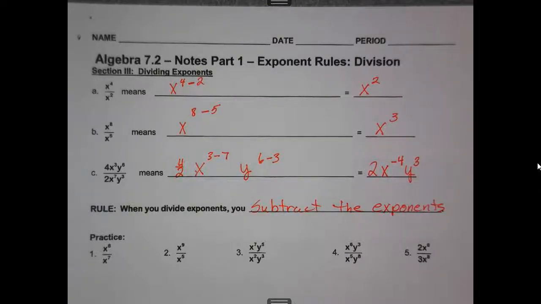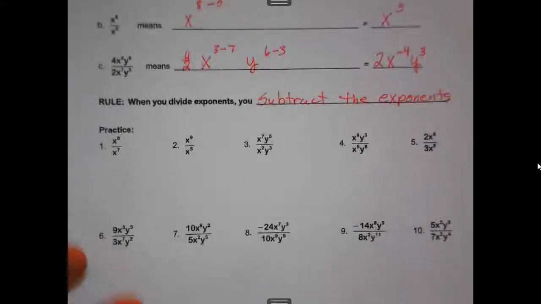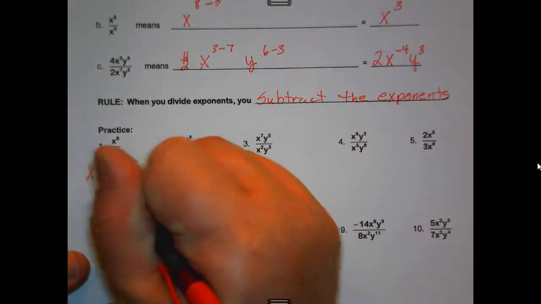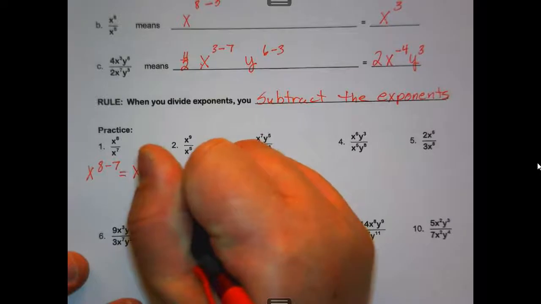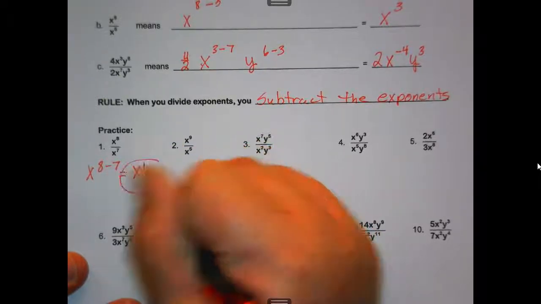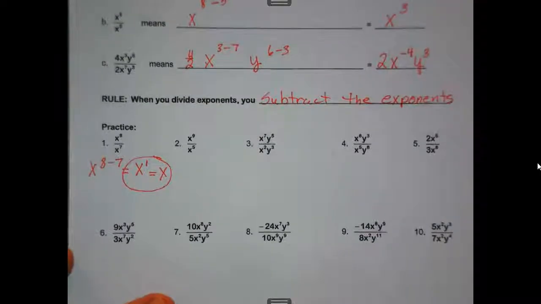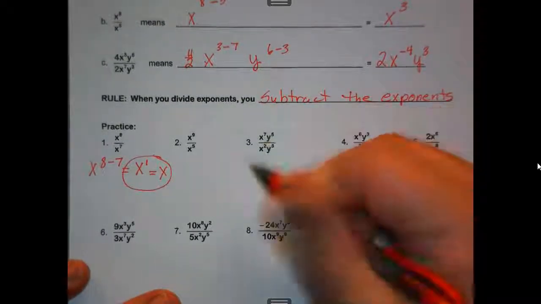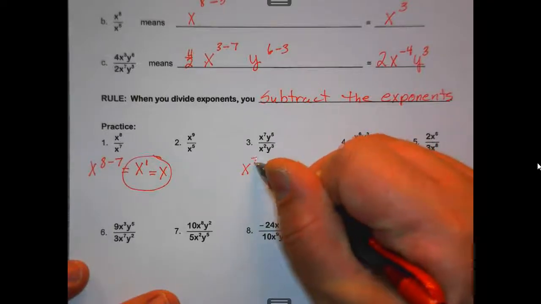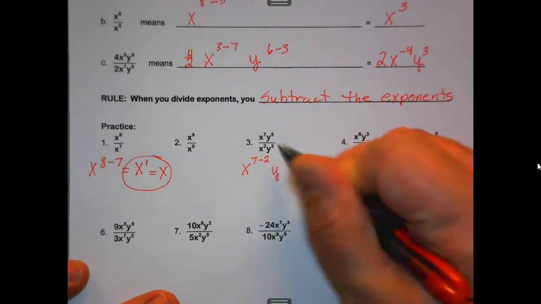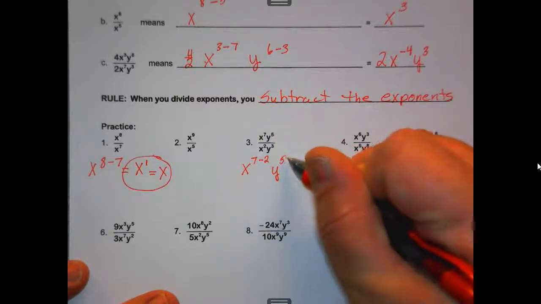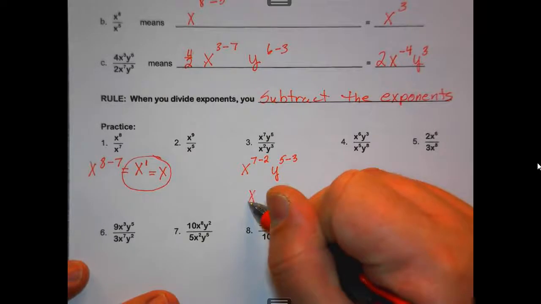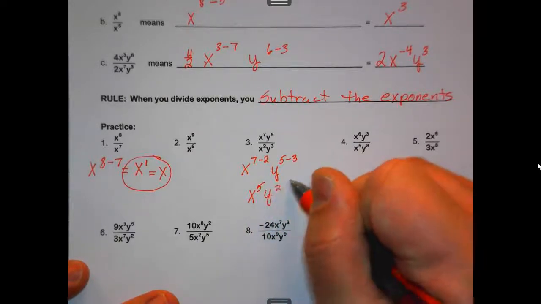All right, number 1. Now remember, it's got to be the same base in order to subtract the exponents. X to the 8 minus 7 leaves x to the first, or you can just leave it as x. Either way, I don't care. Number 3, my x's, I have x to the 7 minus 2, y to the 5 minus 3, which gives me x to the 5th y squared.